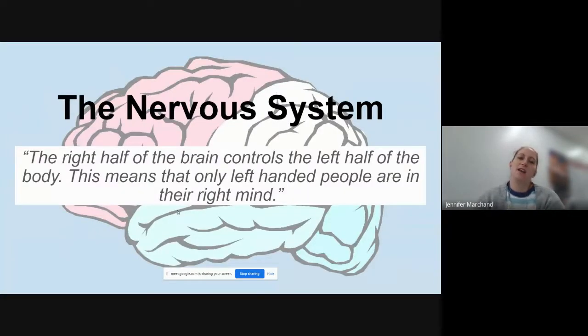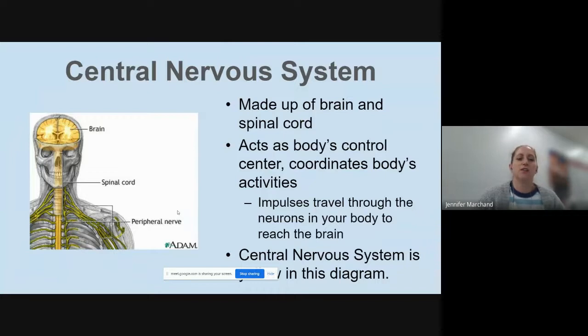All right, now let's get started. Let's start talking about the nervous system. There's a cute little quote there. All right, so first part, central nervous system.